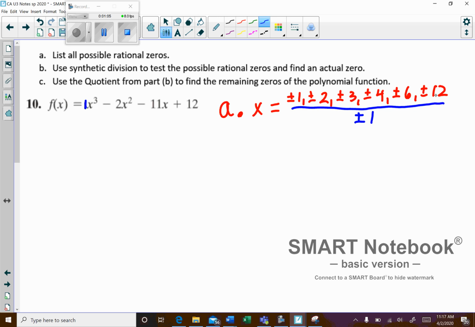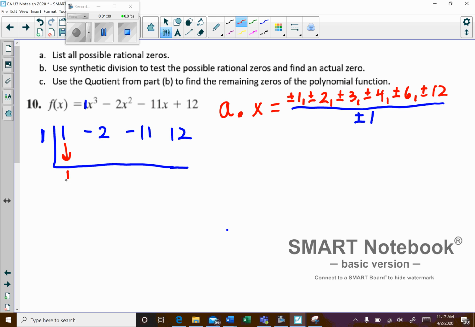And so I just start in order. I'll start with 1 and then negative 1, 2, negative 2. And once I get 1, then the others should come fairly easily. So let's see. So I'll set up my synthetic division. So let's see, 1, negative 2, negative 11, 12. And so like I said, I'll just start with 1, see if that works.